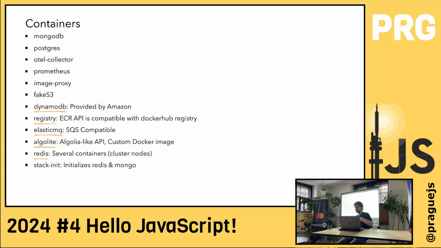Then Redis, we have several Redis containers because we need to run it in cluster mode. So one container is not enough. And then the last thing is one container that waits for everything else and runs some initialization scripts. One of the examples is that it sets Mongo into the replica set mode.